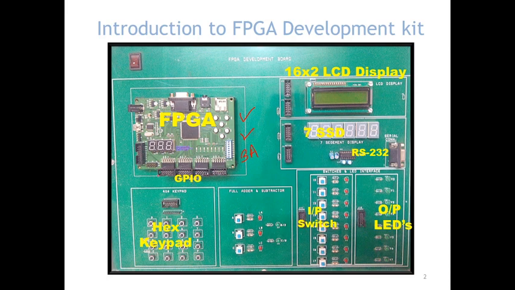So we are using these GPIO pins. It has 4 headers. Each header contains 8 IO pins. Those 8 IO pins we are using for the further interfaces.